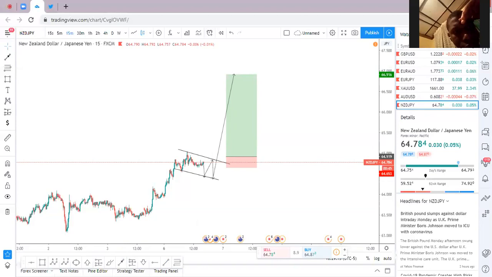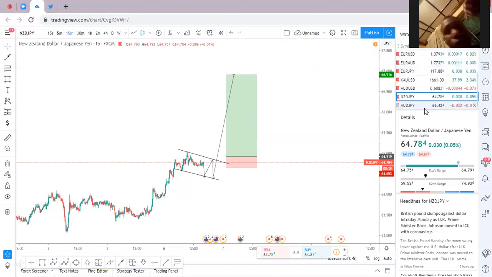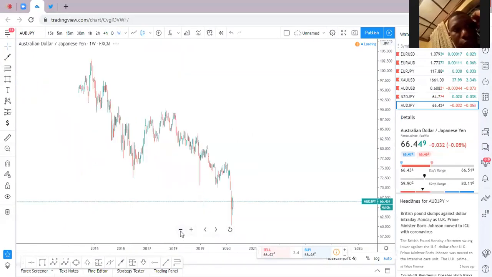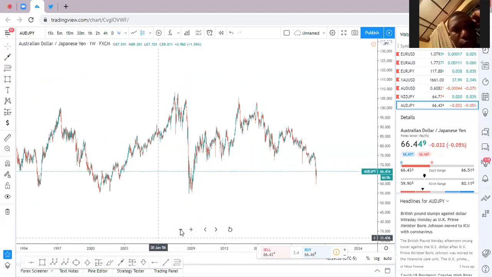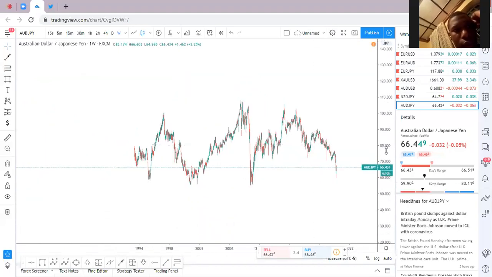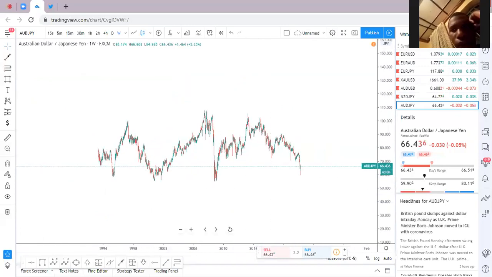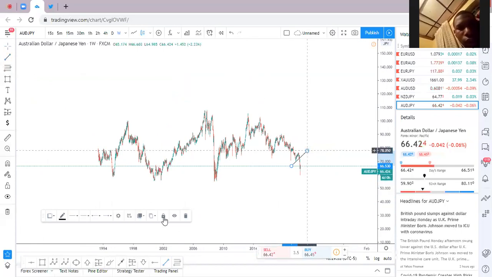AUDJPY. Run through it. I can see a flag here. You can see that.